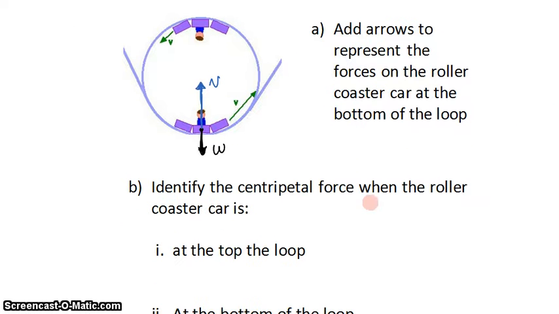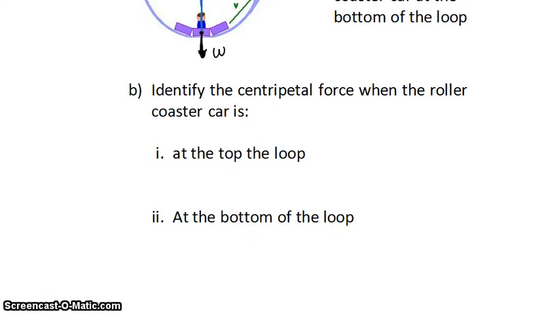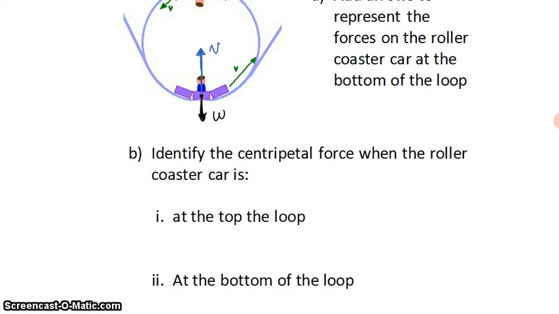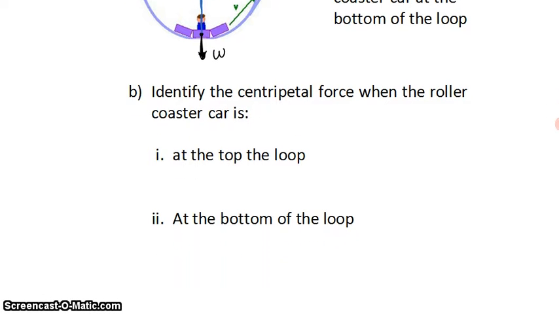Part B, identify the centripetal force when the roller coaster car is at the top of the loop and at the bottom of the loop. Okay. Well, since we've already drawn the forces for the bottom of the loop, it might be easier to answer part 2 before part 1. So we might do that. One thing that we know is that whenever we're traveling in a circle, the sum of all the forces on the object must be a centripetal force. So the centripetal force is whatever the sum of all the forces is.